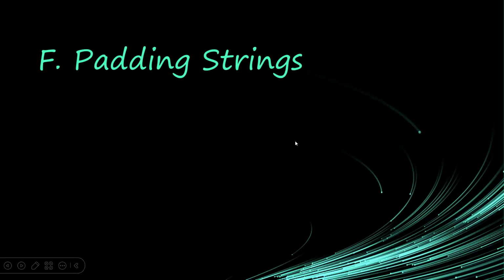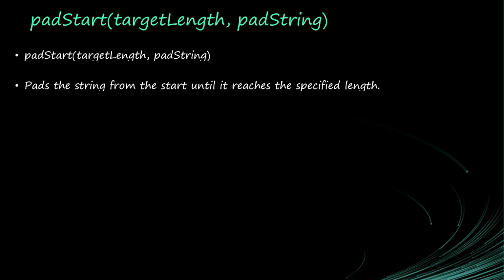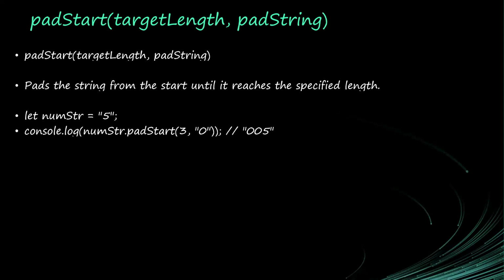Now, what about padding? We can pad your string. Now, pad start adds a certain string at the start of your string. So it pads the string from the start until it reaches the specified length. Look at it. We have this string 5 and we are padding it with 0, and we say the length is 3. We want it to be 3.